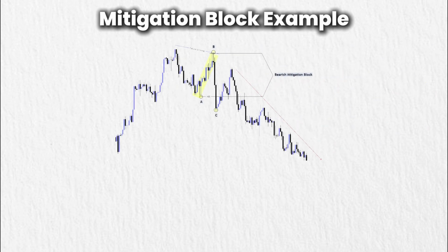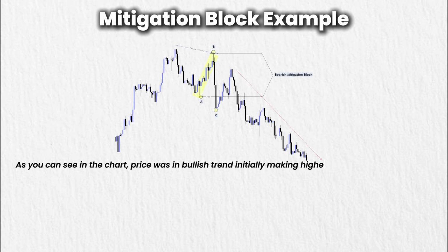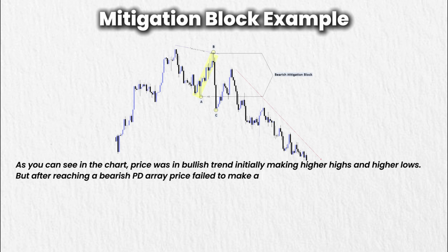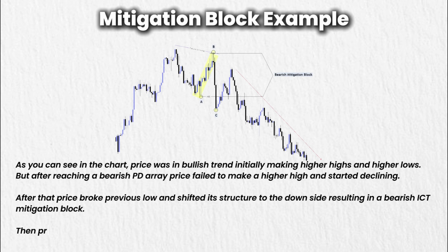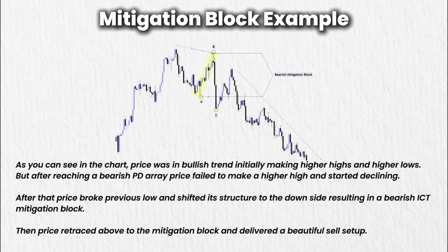Mitigation block example. Let's look at the ICT mitigation block example. As you can see in the chart, price was in a bullish trend, initially making higher highs and higher lows. But after reaching a bearish PD array, price failed to make a higher high and started declining. After that, price broke the previous low and shifted its structure to the downside, resulting in a bearish ICT mitigation block. Then price retraced above to the mitigation block and delivered a beautiful sell setup.